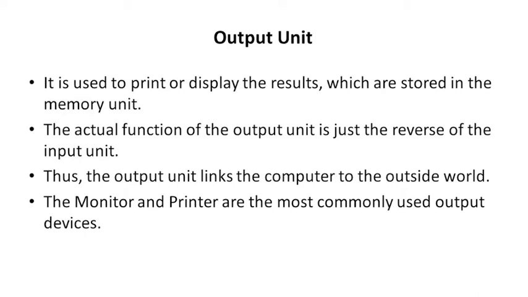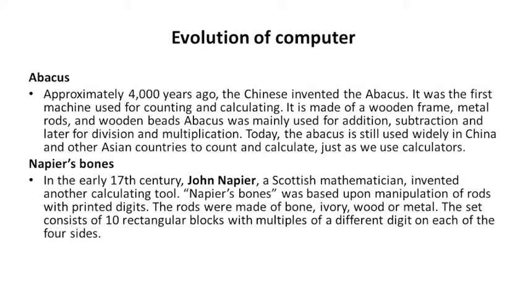Next, last part of the block of the computer is output unit. Output unit is used to print and display the results which are stored in the memory unit. The actual function of the output unit is just the reverse of the input unit. Thus, the output unit links the computer to the outside world. The monitor and printer are most commonly used output units. That is about the computer.